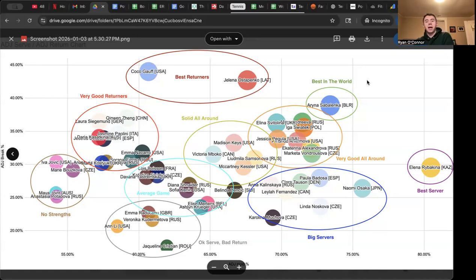Underneath that, in that orange circle, we have very good all around players. So they're basically similar to Sabalenka, right? Where they hold well above average and they break well above average. They're just not doing either one of them super elite. It's kind of hard to see the names, but you have Iga, Andreeva, Svitolina, Pegula, Anisimova, Alexandrova.